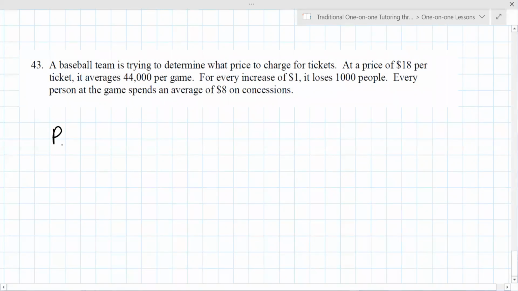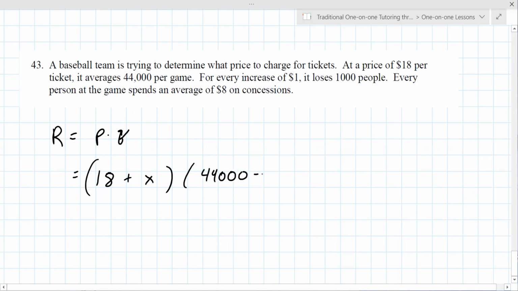So we need to figure out revenue. Revenue is price times quantity. Can I try without you telling me the answer? I would recommend just muting me then and let me finish off this because I got a hard stop here in 3 minutes. Okay. So it's $18 and it increases by $1, so that's plus X. The quantity is 44,000 minus 1,000 X. So that's 18 plus X, and 44,000 loses 1,000 X. So this is your revenue function.